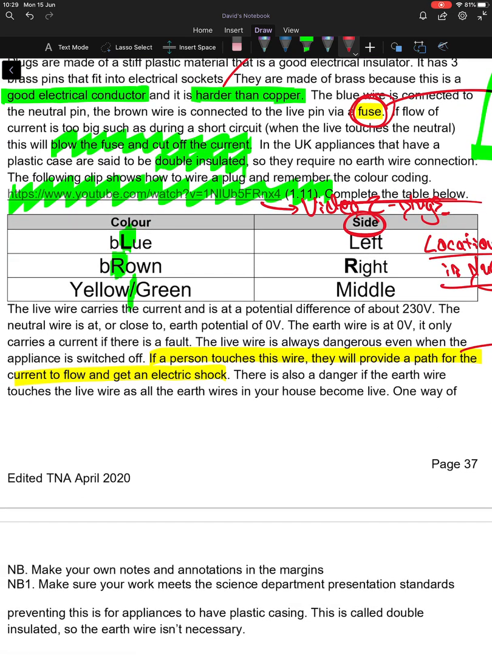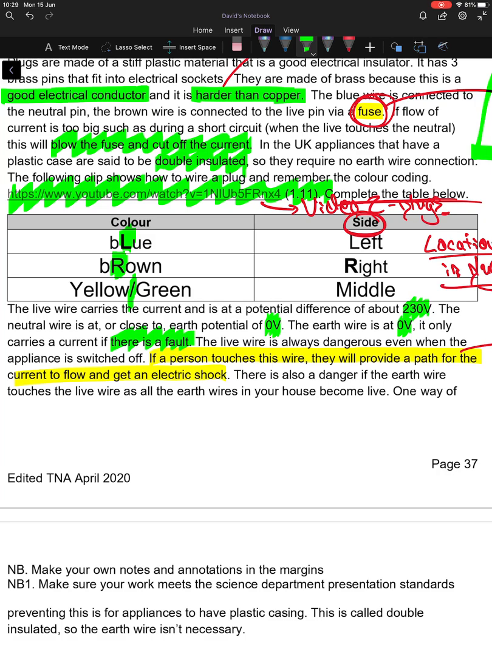Right, let's carry on just looking at the paragraph below then. The live wire carries the current and is at a potential difference of about 230 volts. Remember, as we said, this is average for the UK. The neutral wire is at or close to earth potential of 0 volts. The earth wire is 0 volts, and it only carries a current if there is a fault. Remember, we said it's a safety feature.